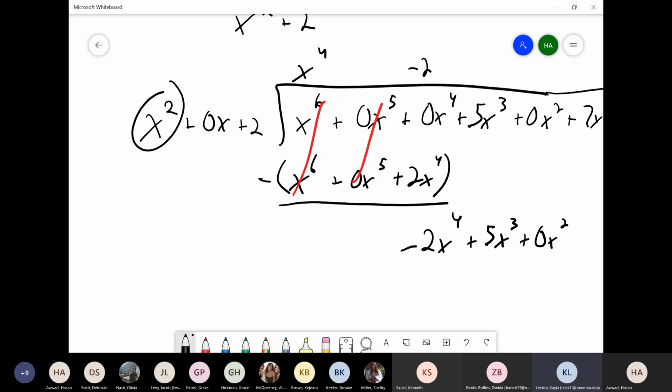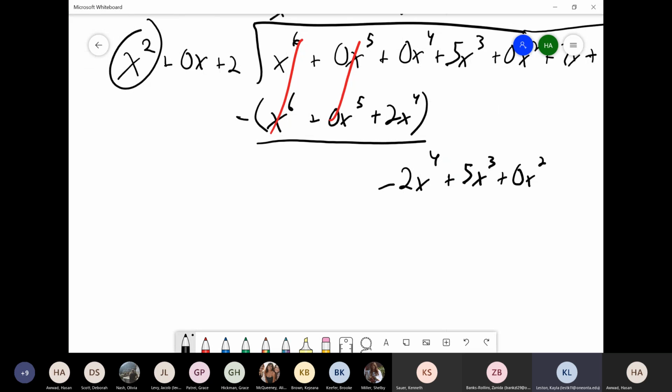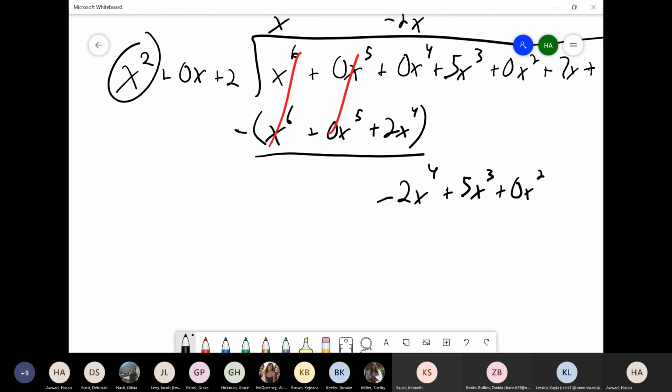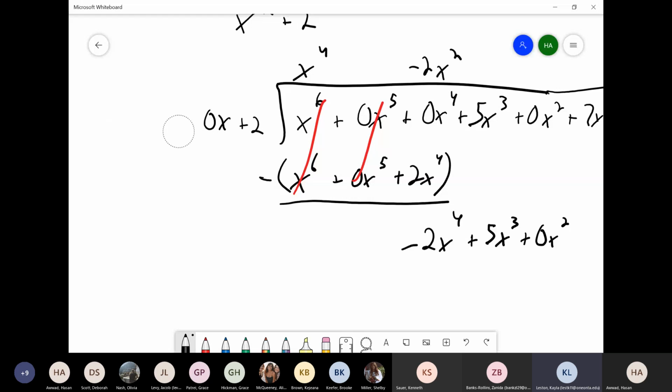So I have x squared, and I want to get to x to the 4th. So I know I'm going to need to multiply by x to some power right here. I just need to figure out what that power is. Now remember, we add exponents together, right? So 2 plus something should give me 4. What should that number be? 2. 2, perfect. So that means I need to multiply by -2x squared. If I multiply by -2x squared, then my leading term is going to give me -2x to the 4th. Perfect. Thank you.